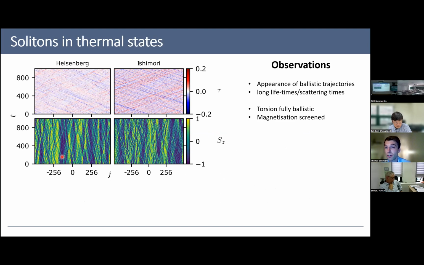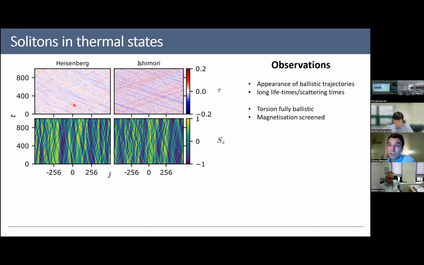You could now ask, all of that was only two solitons in a vacuum. Does any of that actually apply to a thermal state? What I'm plotting here is a thermal state of the Heisenberg chain to the left and the Ishimori chain to the right as a function of space and time. In the upper plot, I'm going to plot the torsion, which, recall, is an exactly conserved quantity for the Ishimori chain that is carried ballistically by each soliton. That's why you see perfectly ballistic lines in the right plots, which are single solitons that move and carry a certain quantum of torsion in a thermal state, which makes sense because the Ishimori chain is fully integrable, so it is just a dense gas of solitons.